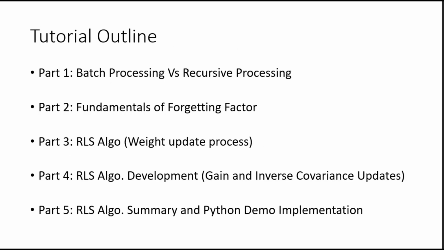This tutorial is structured into 5 comprehensive parts, each addressing a key aspect of the RLS algorithm. In part 1, the section introduces the core differences between batch and recursive approaches in adaptive filtering. In part 2, the forgetting factor, which is a crucial concept in RLS that controls how the filter weights recent data against older data, is explained. Then the next 2 parts explain the RLS algorithm, and the 5th part is the summary of the algorithm, and the key concepts will be demonstrated using a Python demonstration.